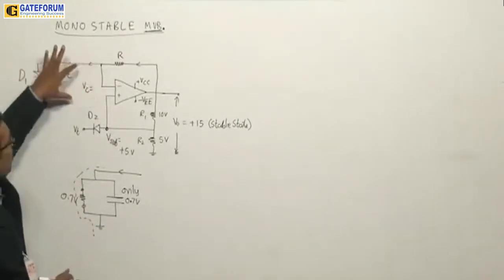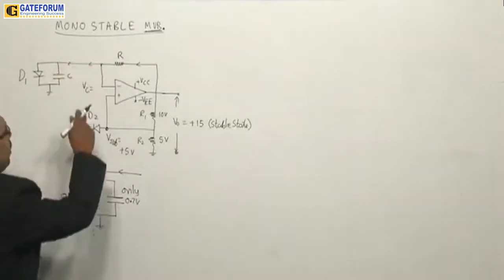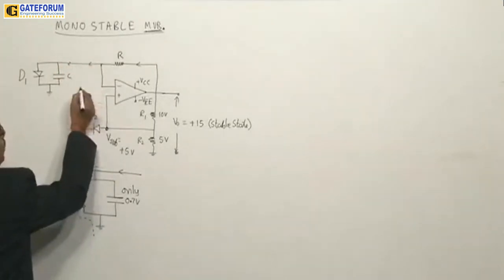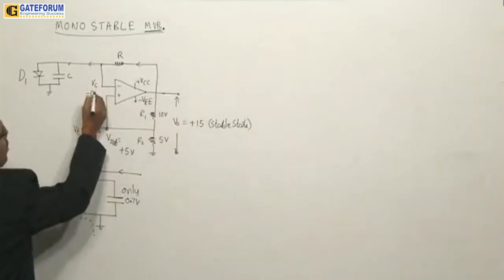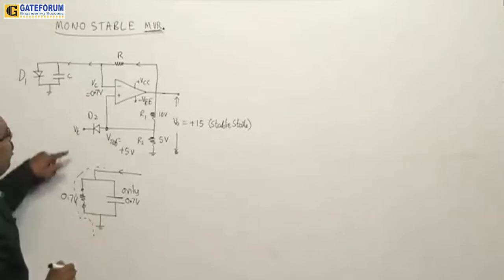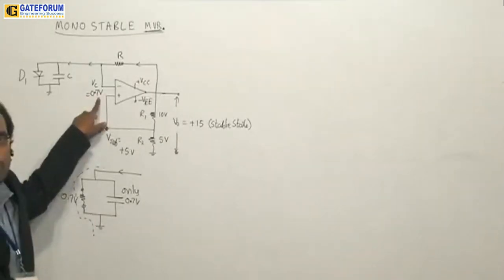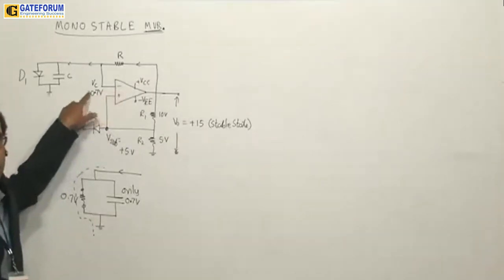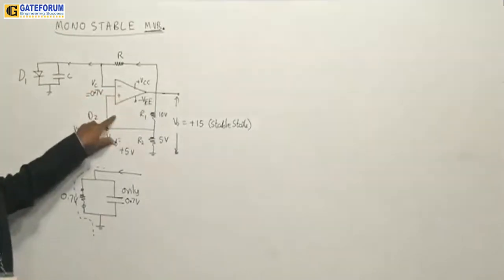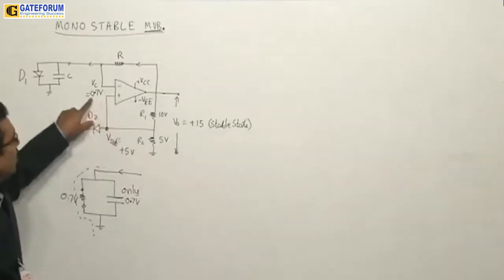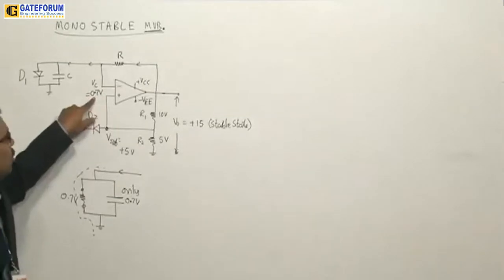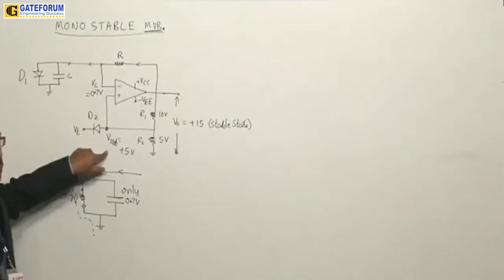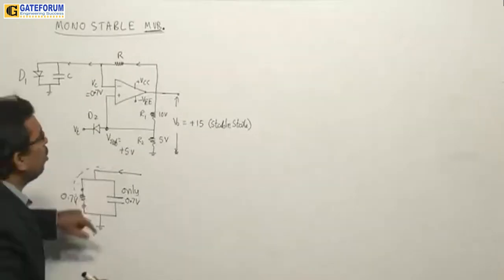This branch is now connected to the inverting input terminal. So the voltage at this point, the voltage across the capacitor VC, will be equal to 0.7 volts. Observe this point now. The minus terminal I consider as the input of the comparator, and the plus terminal I consider as the reference of the comparator. So this is at 0.7 volts and this is at plus 5 volts.